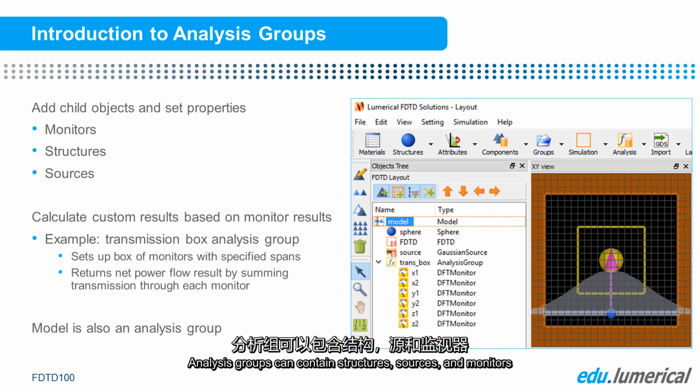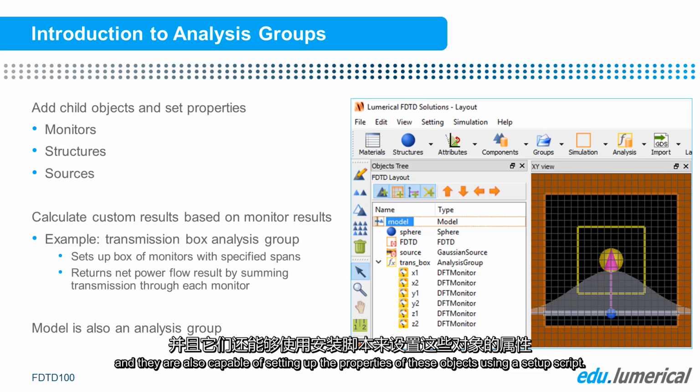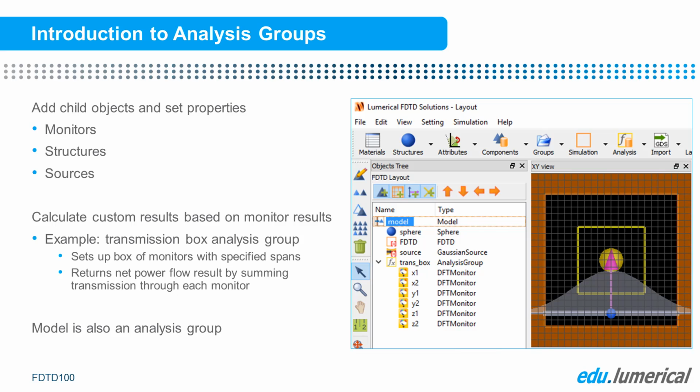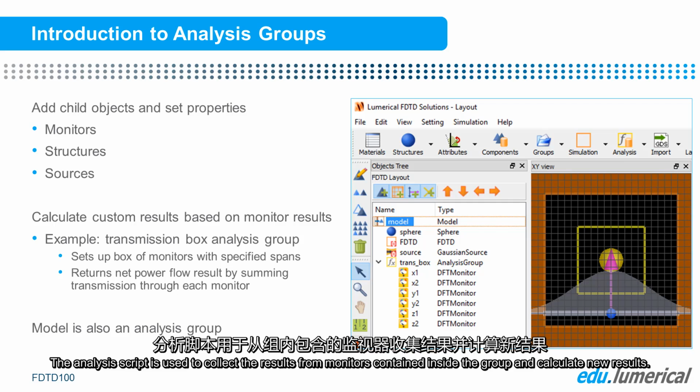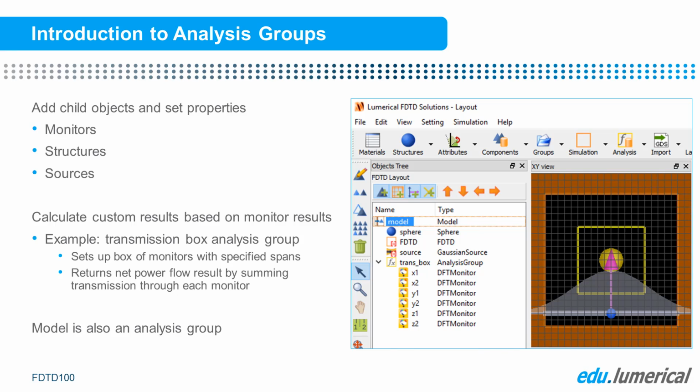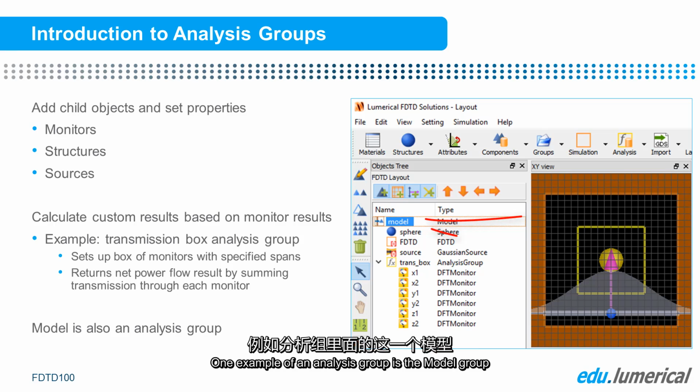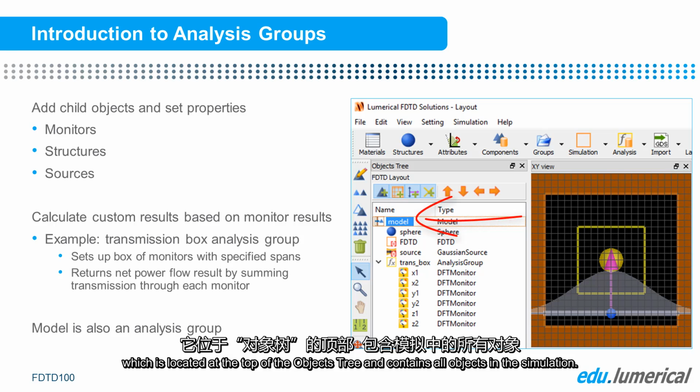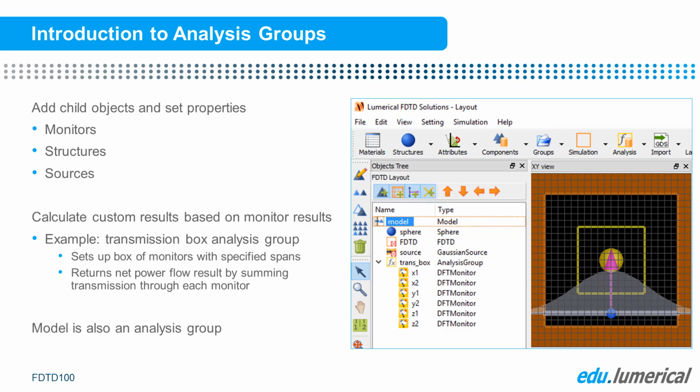Analysis groups can contain structures, sources, and monitors, and they are also capable of setting up the properties of these objects using a setup script. The analysis script is used to collect the results from monitors contained inside the group and calculate new results. One example of an analysis group is the model group, which is located at the top of the objects tree and contains all of the objects in the simulation.